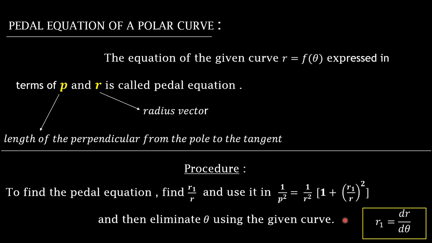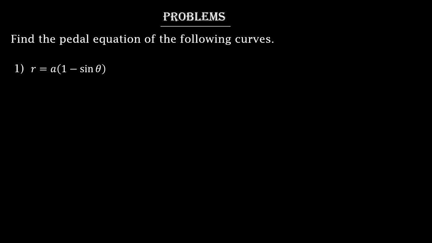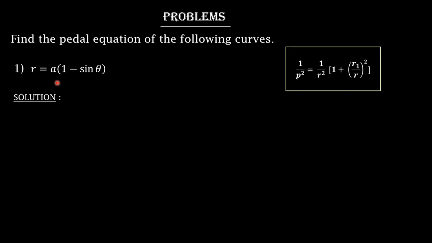Okay, let me explain clearly with an example. Here is the first example, students: find the pedal equation of r is equal to a into 1 minus sin theta, where a is an arbitrary constant. As I have already told, in order to find the pedal equation of a polar curve, we use the expression 1 by p square is equal to 1 by r square into 1 plus r1 by r whole square, right? So let me first find the ratio r1 by r.